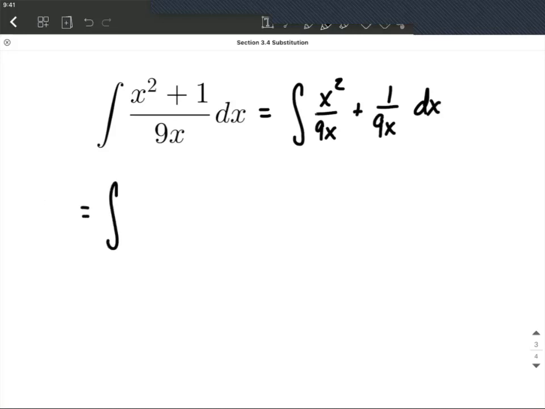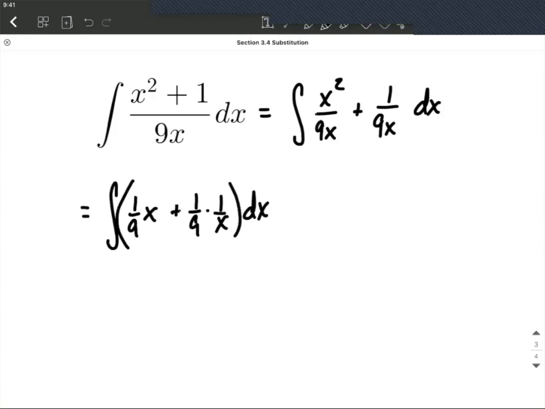This will reduce down a little bit. That works out to be x over 9, or a little nicer way to write that is 1/9 x to the first power. That x is still up in the numerator, plus 1/9 times 1 over x dx. And all of this is still in the integrand.